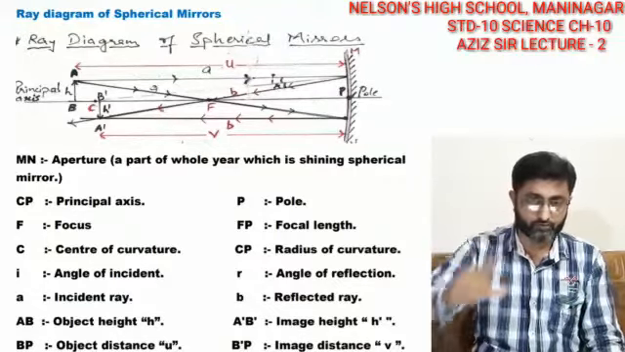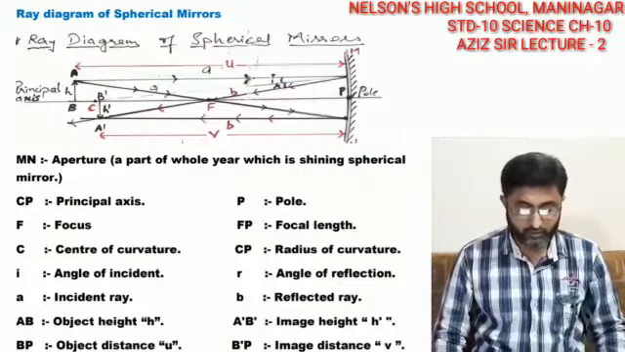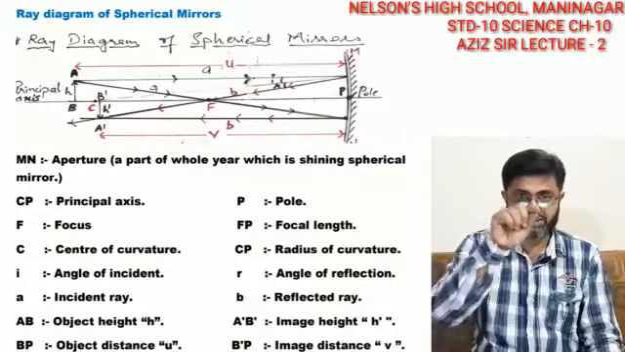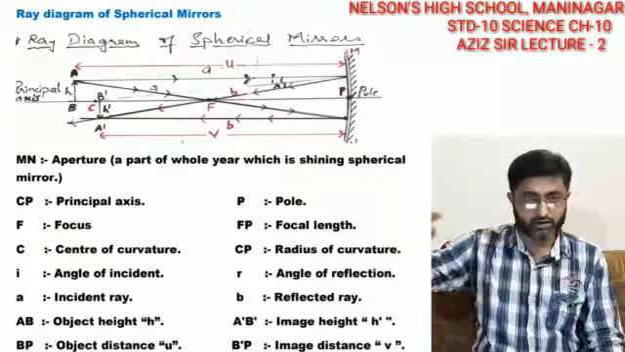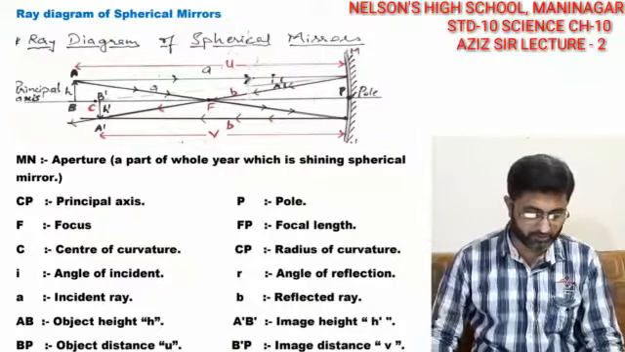Aperture means a part of a concave mirror. The whole part from that is just an aperture. CP, that is the point from C to P. Now that particular line is called the principal axis. So that particular line CP is called the principal axis.